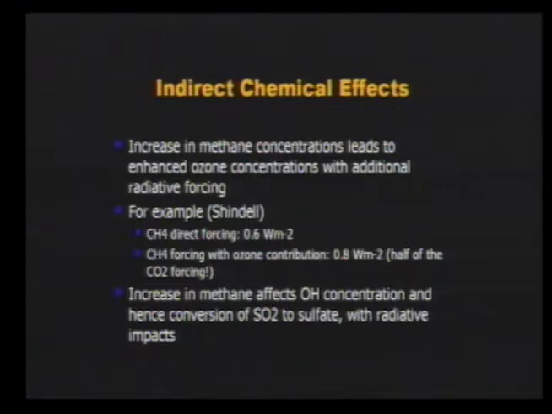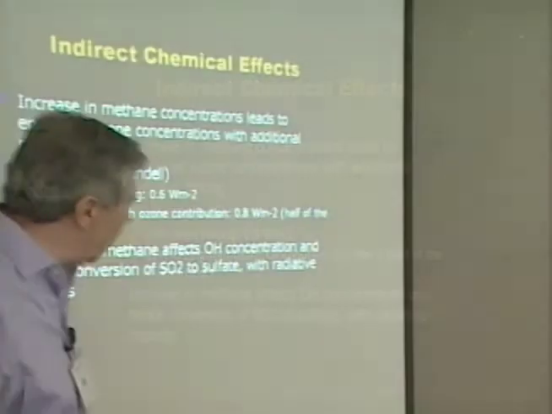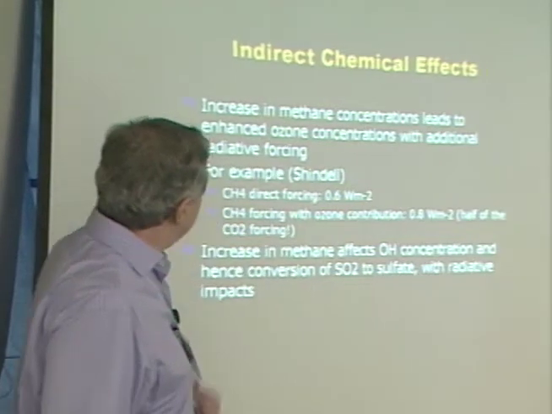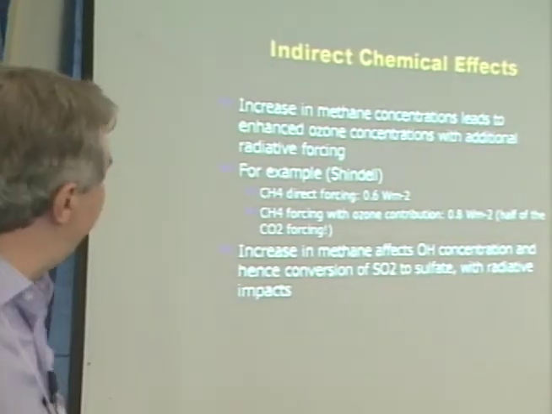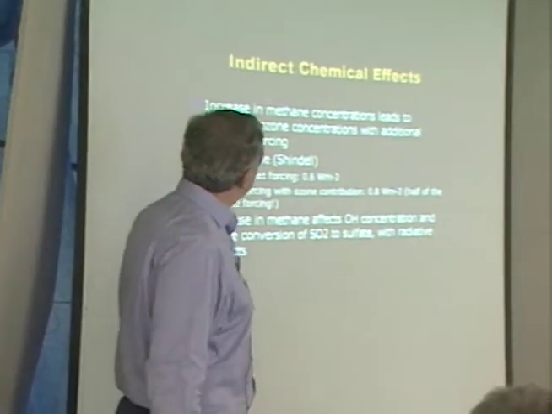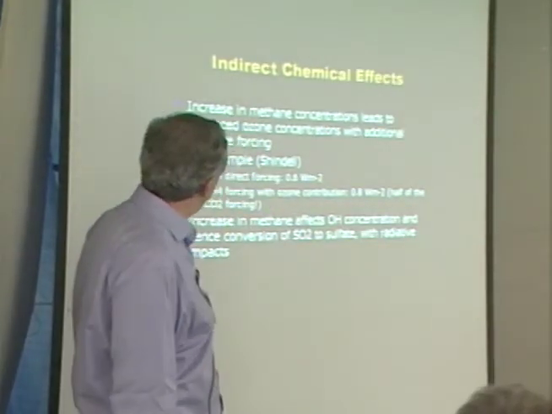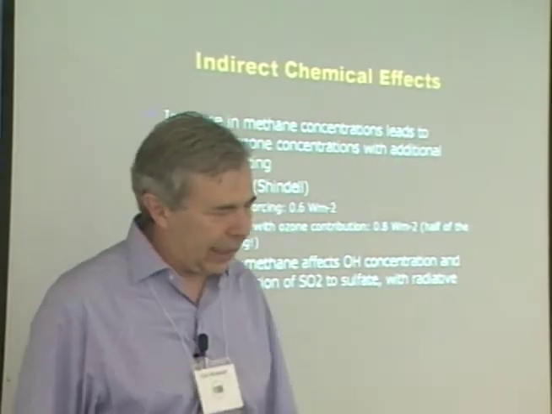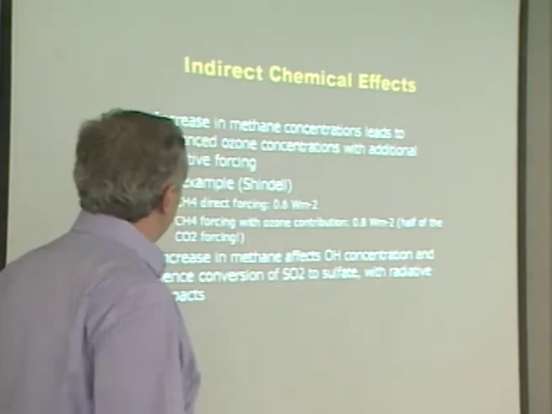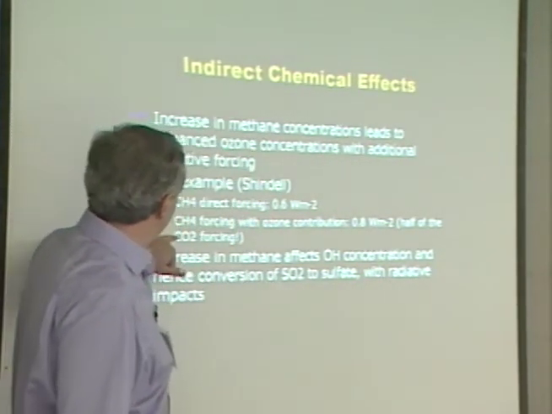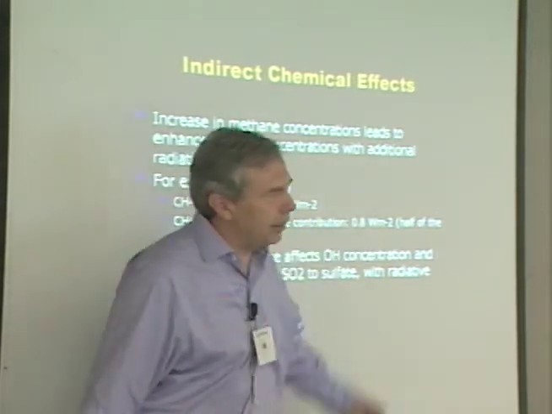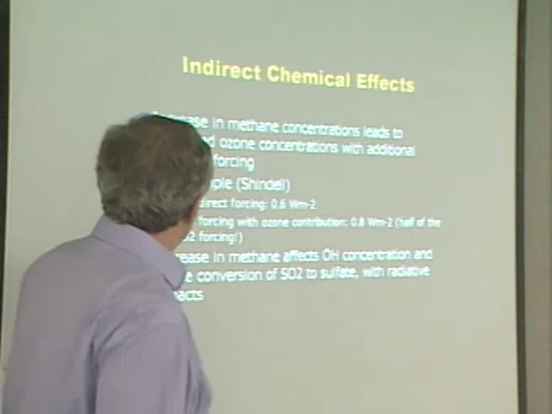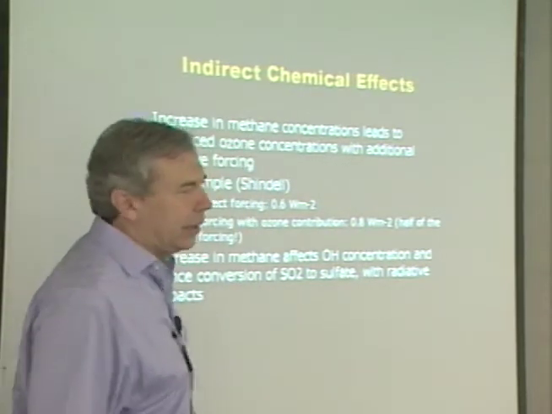So the point I wanted to make here is that even if you do not consider the chemical scheme in the model, and you want to look, for example, at the radiative effect of methane, for example, Joe Schindel gets, I took this number from him, 0.6 watt per square meter. But in fact, if you include the chemistry and in particular the increase in ozone that has been produced by the methane increase, you have to add another 0.2 watt per square meter. And if you look at the past, this is about half of what the CO2 forcing has been.